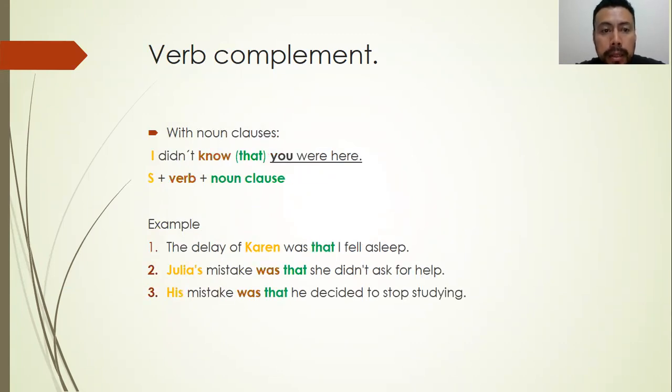Following with the verb complement, we have noun clauses. The example is, I didn't know that you were here. The structure is subject plus verb plus noun clause. An example is, the delay of Karen was that I fell asleep. Julia's mistake was that she didn't ask for help. His mistake was that he decided to stop studying.